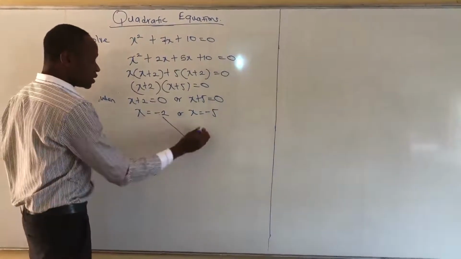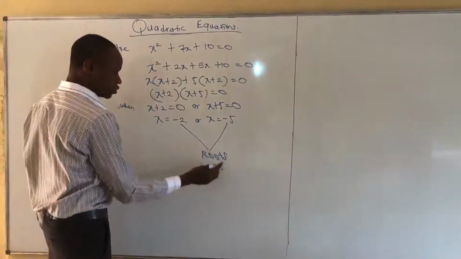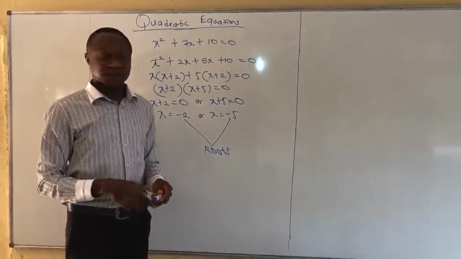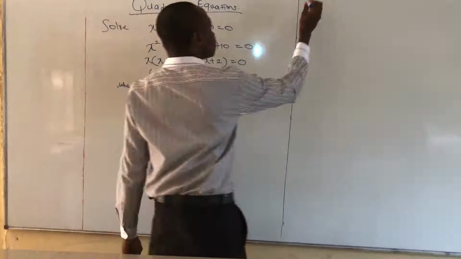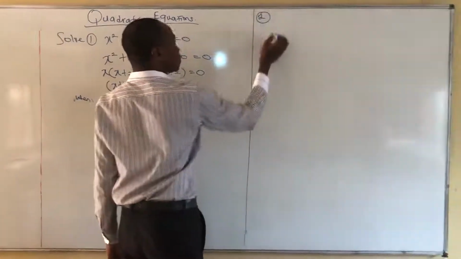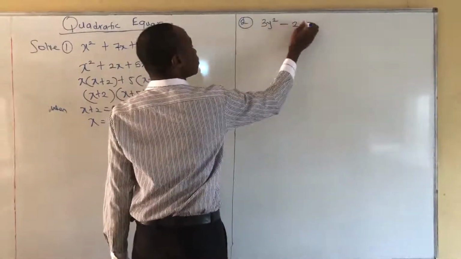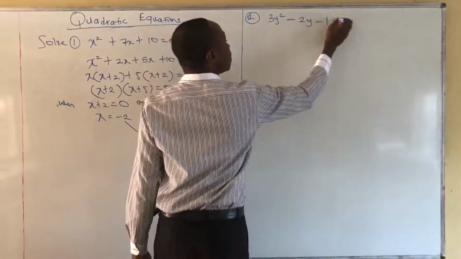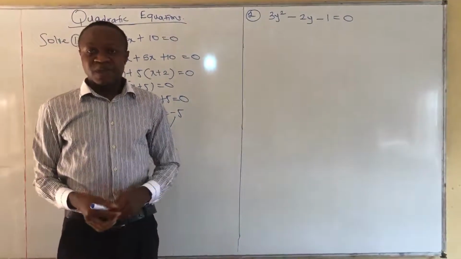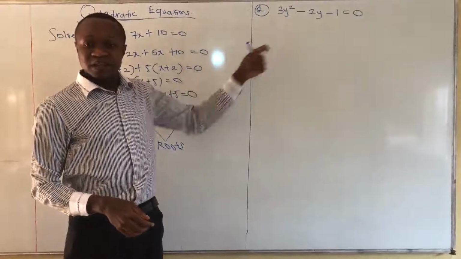Please, I want you to notice this. I have called these two values roots of the quadratic equation, because it will lead us to the next part of this video. Alright, I also want us to solve a second example. This is number 1. The second example, number 2: solve 3y squared minus 2y minus 1 equal to 0. And I shall be using the factorization method.